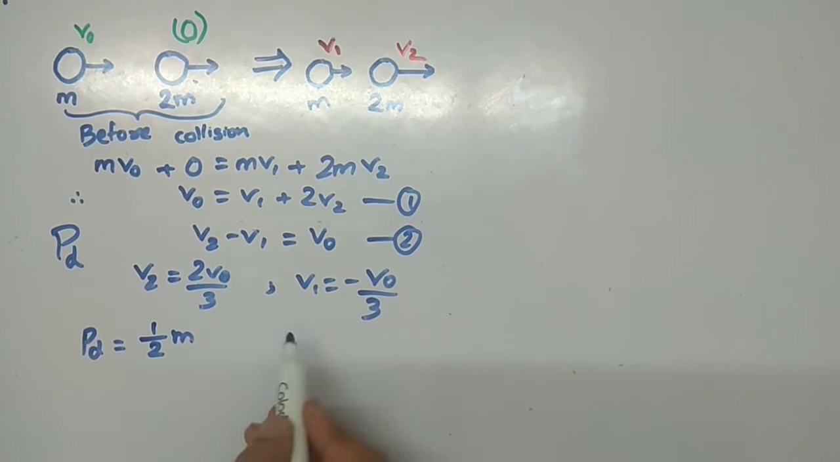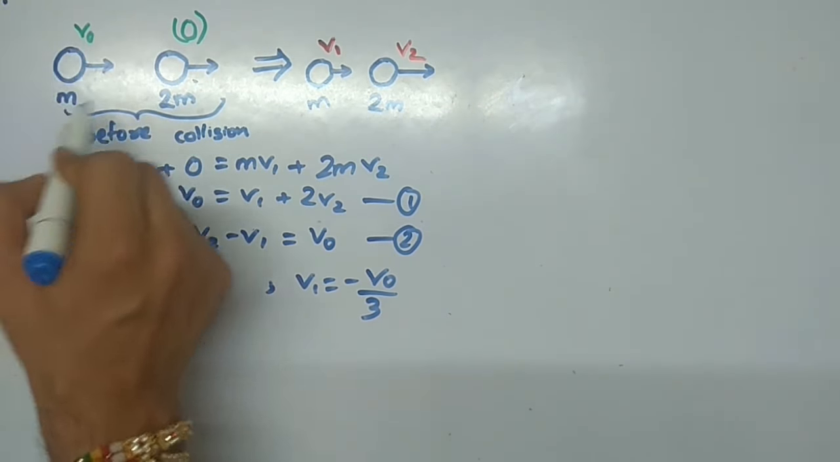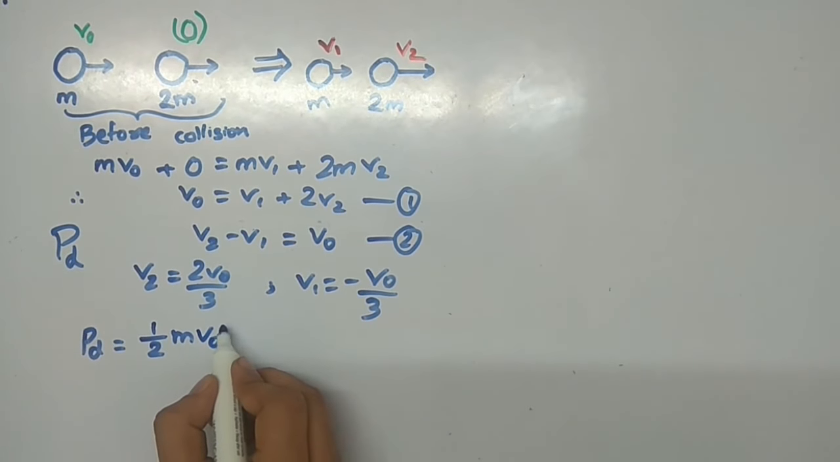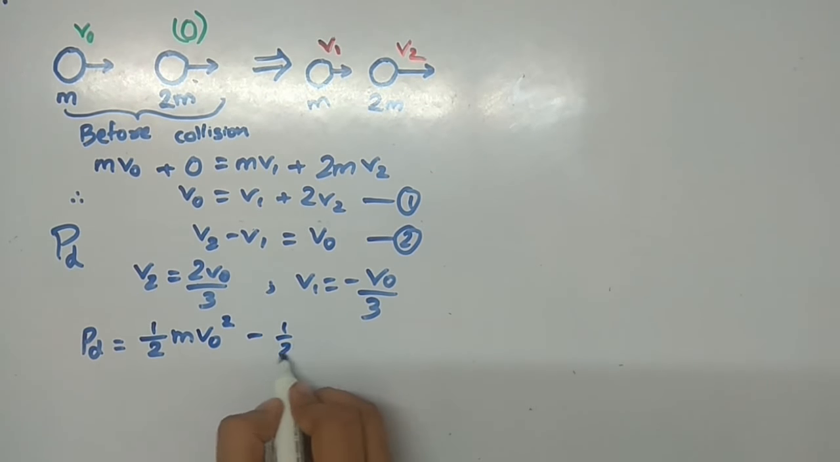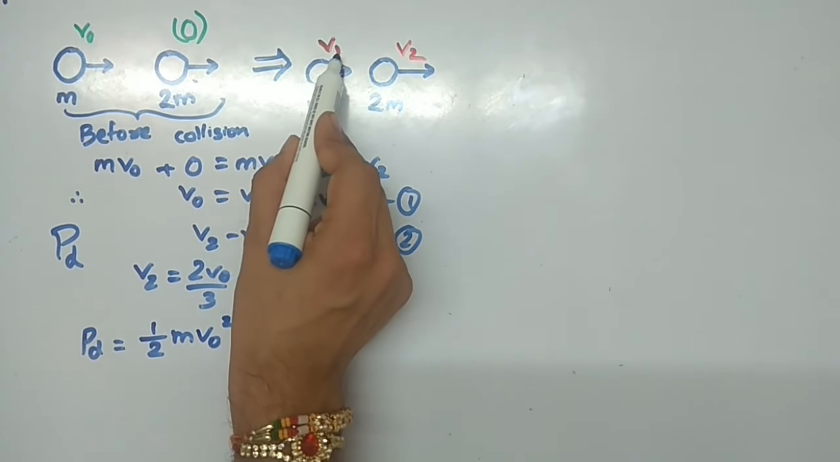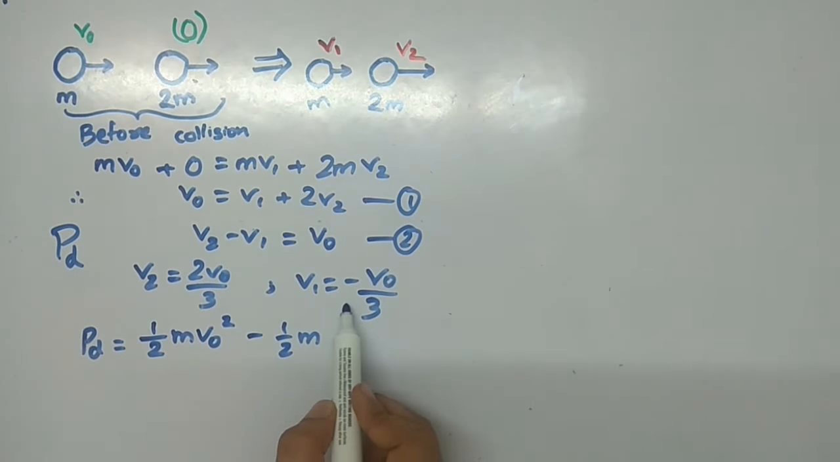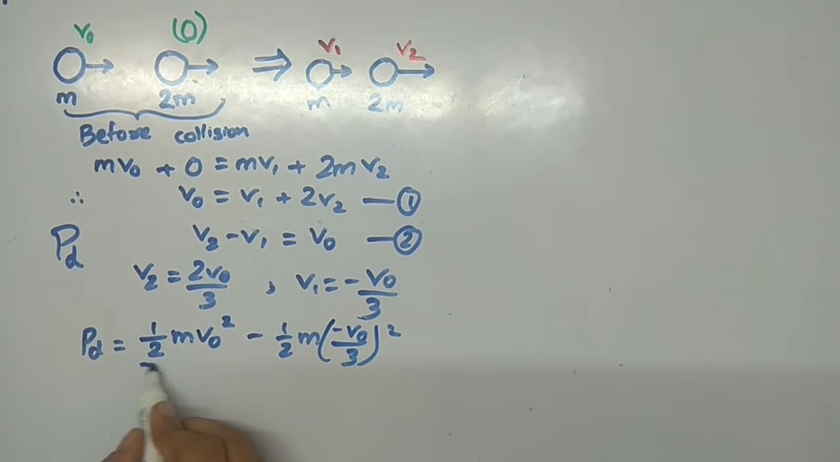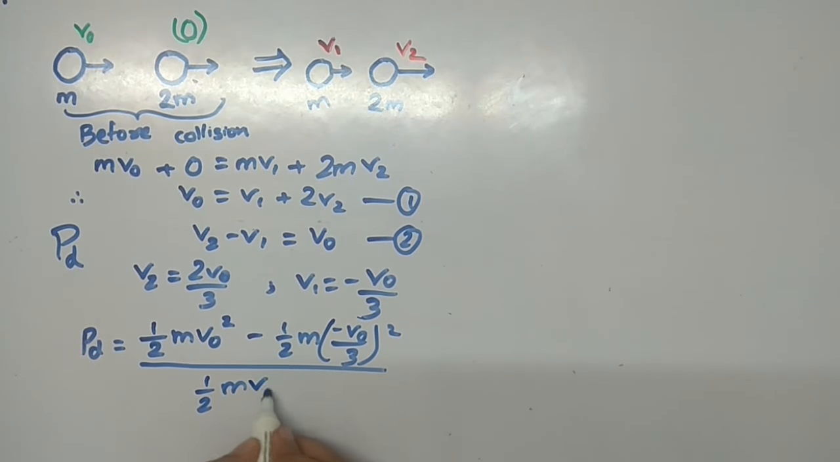So first, kinetic energy, half m v square. What was the initial velocity? Half m v naught square minus, now half m v naught has changed to v1, and what is the value of v1 that we got now? Minus v0 by 3. So minus v0 by 3, the whole square, upon the normal initial one, that is half m v0 square. So half m cancels, this will be v0 square minus this, minus v0 square by 3, upon half m v0 square. So finally we will be getting PD as 8 by 9.